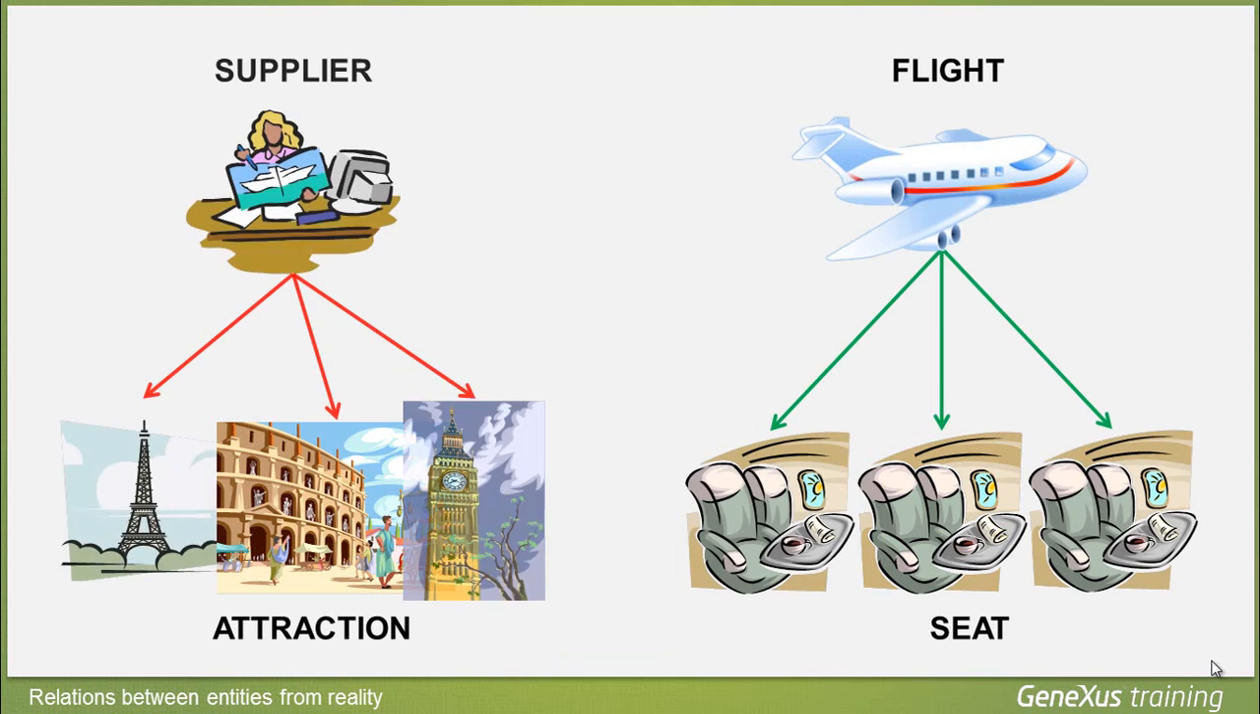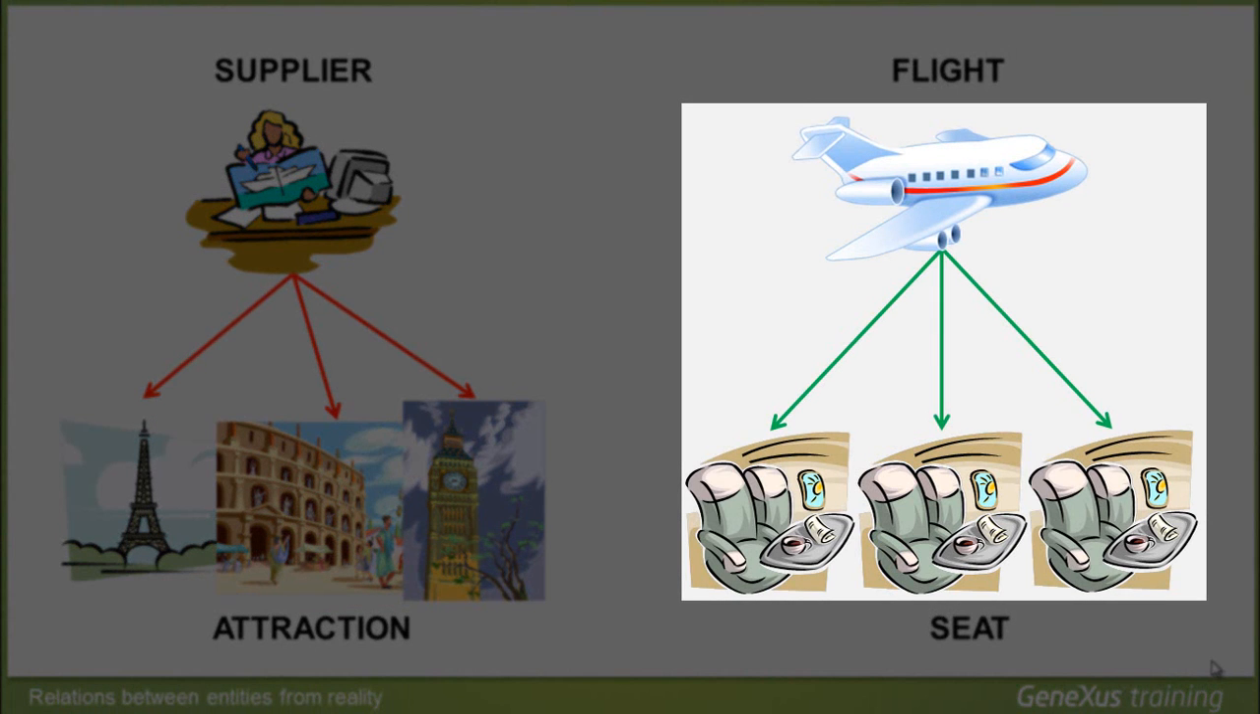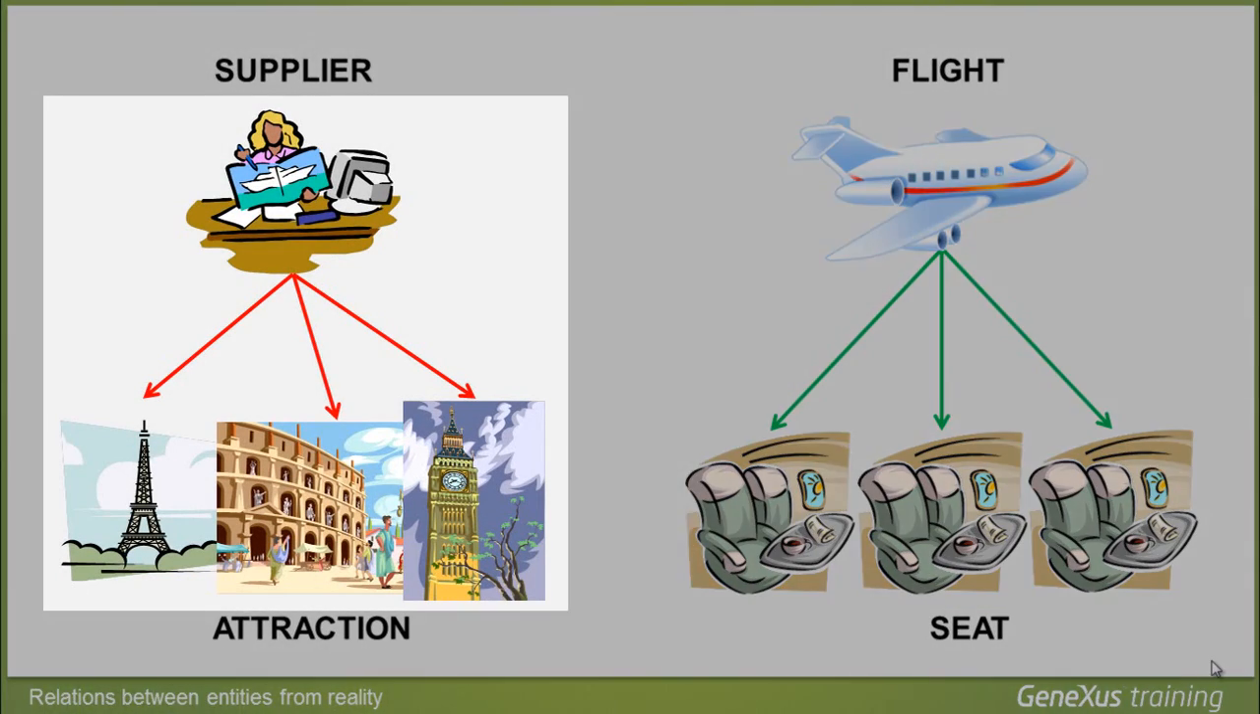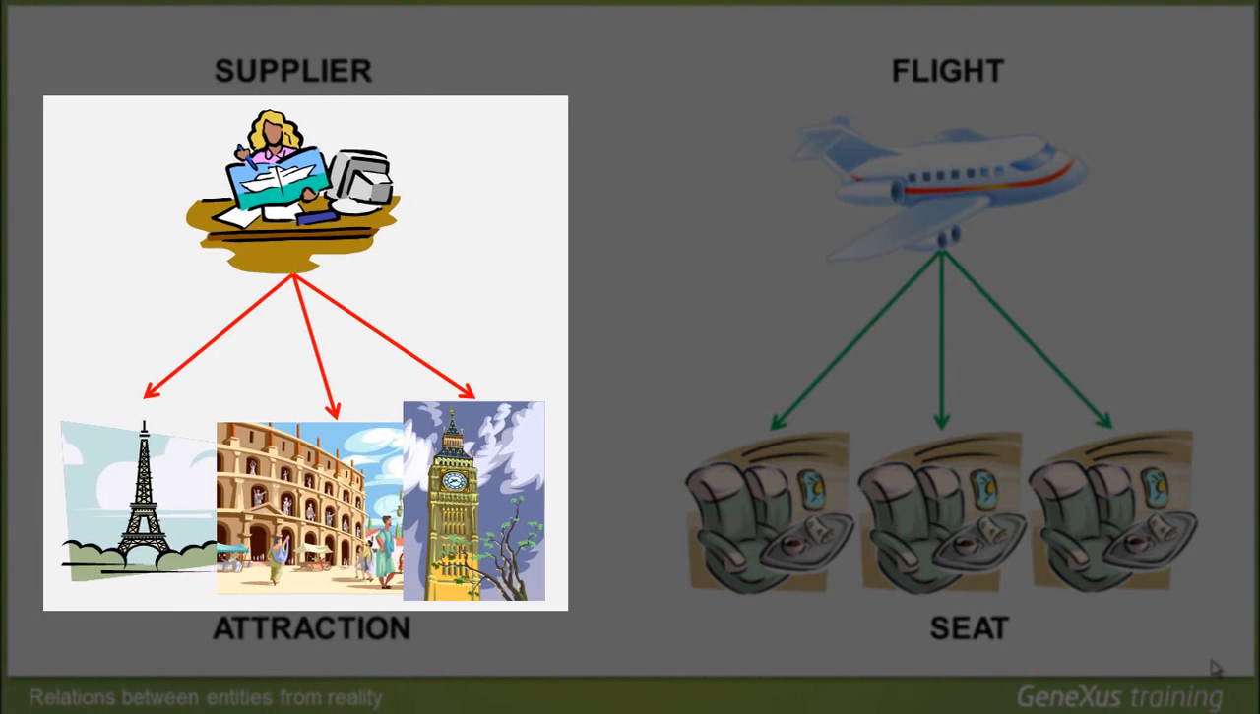The other difference is that when we enter the data of a flight, we're also entering the data relative to the flight seats, just as when we enter an invoice and the lines in it, we will be entering all the information at once. However, the data relative to suppliers and attractions do not necessarily have to be entered at the same time.